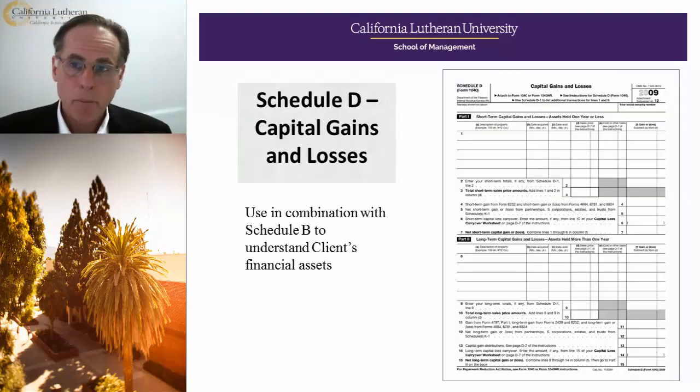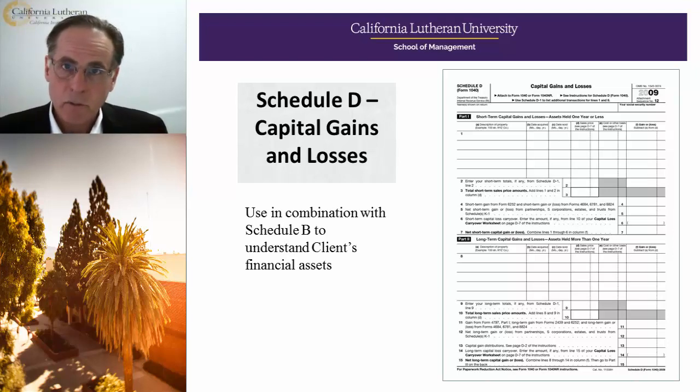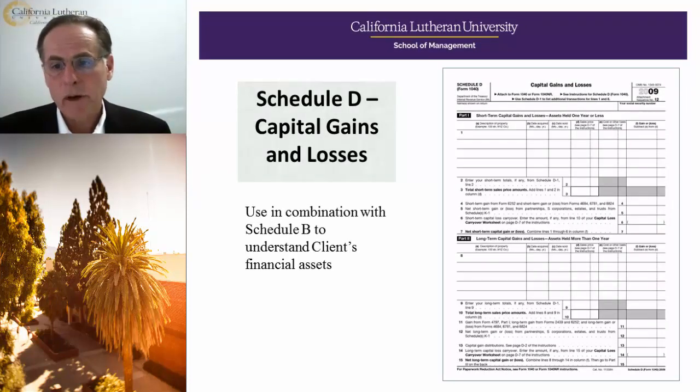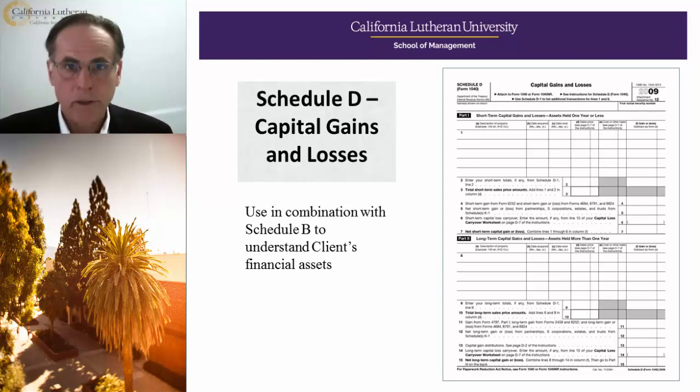Schedule D, capital gains and losses. I think that this schedule, in combination with Schedule B, which was right there, right? Interest and dividends, is a useful way for you to understand the client's financial assets. Again, it checks and balances. You start seeing capital gains and losses here. You don't have a matching asset that you started to build in their statement of net worth. You know what to do from there.